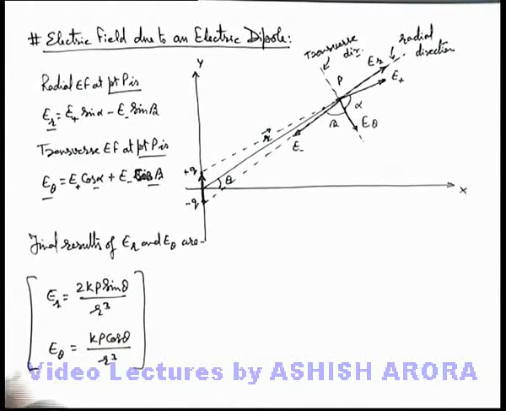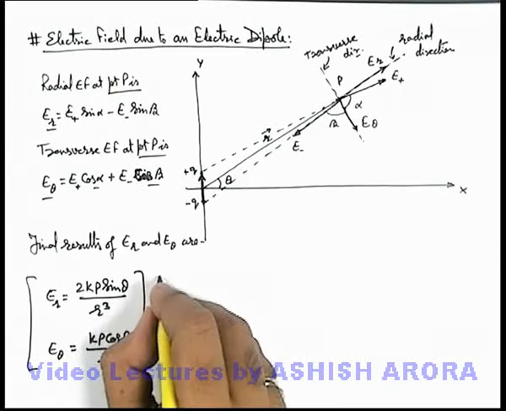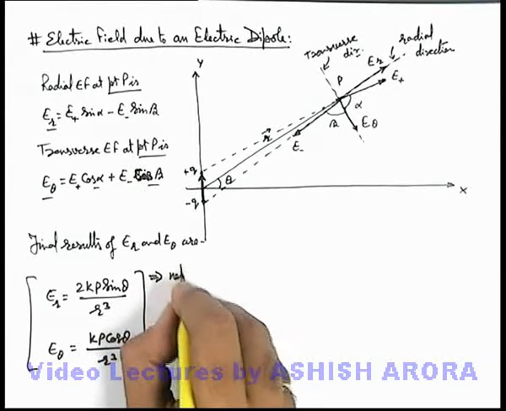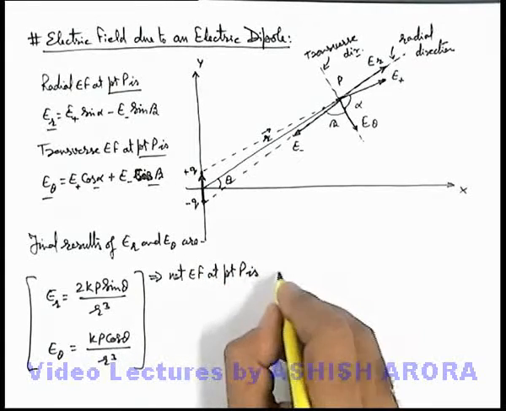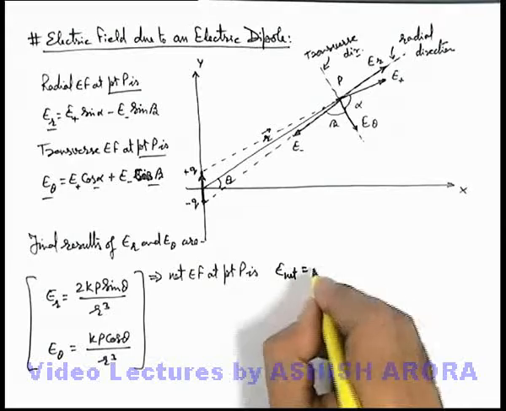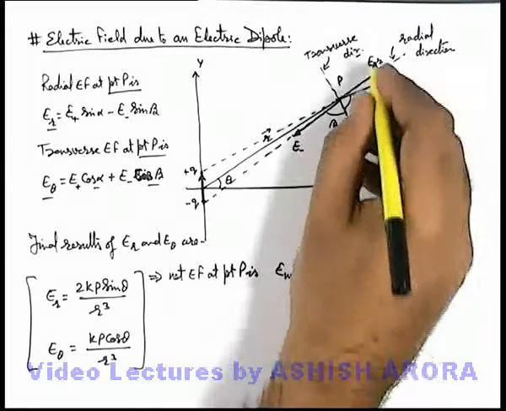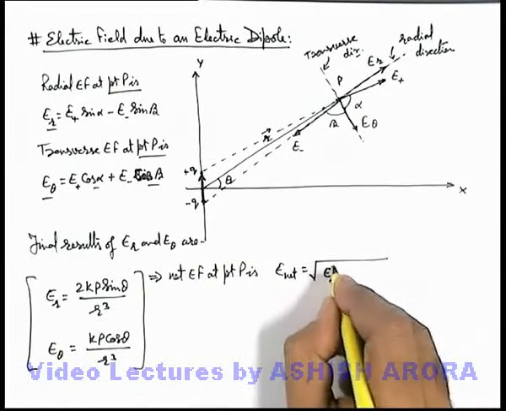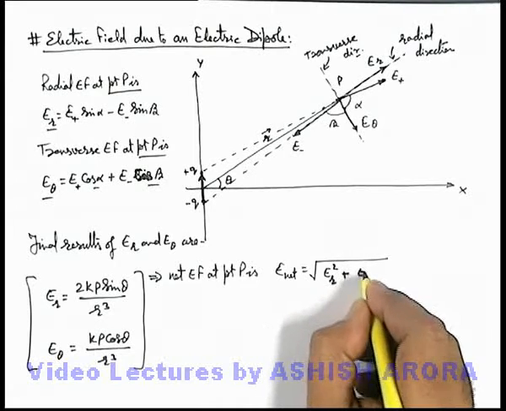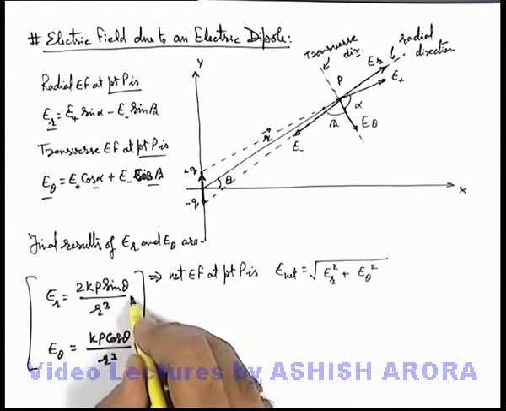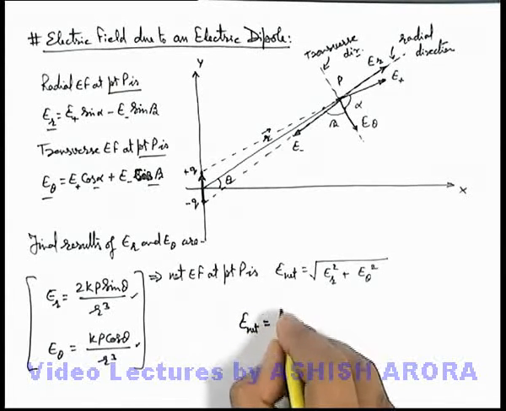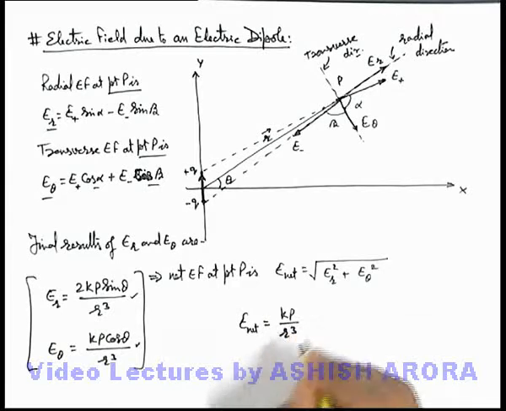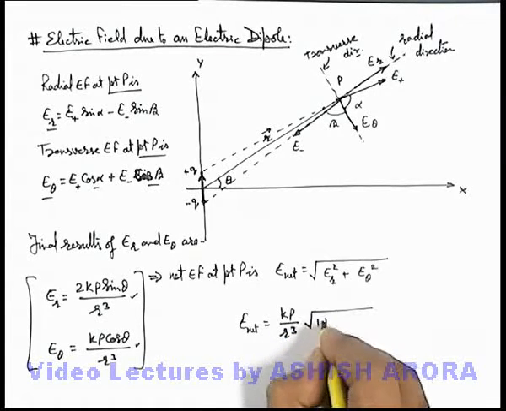So be careful about both of these results, and using this we can write that the net electric field at point P, E net, is given by the summation of E theta and ER. As these are at right angles to each other, it will be the square root of ER squared plus E theta squared. If you substitute the values of ER and E theta here, the net electric field at point P will be kp by r cubed times the square root of 1 plus 3 sin squared theta.